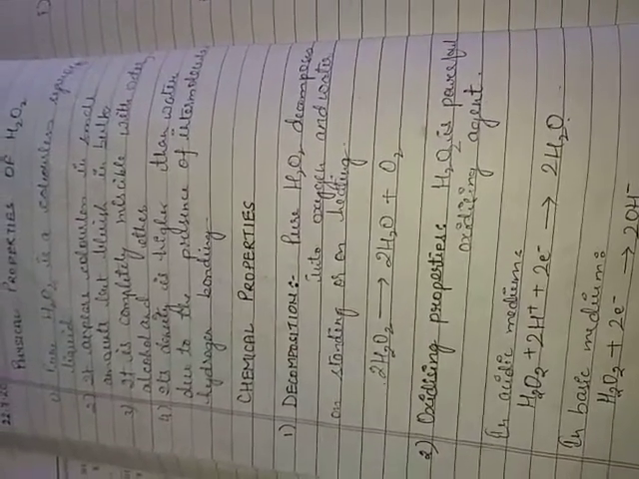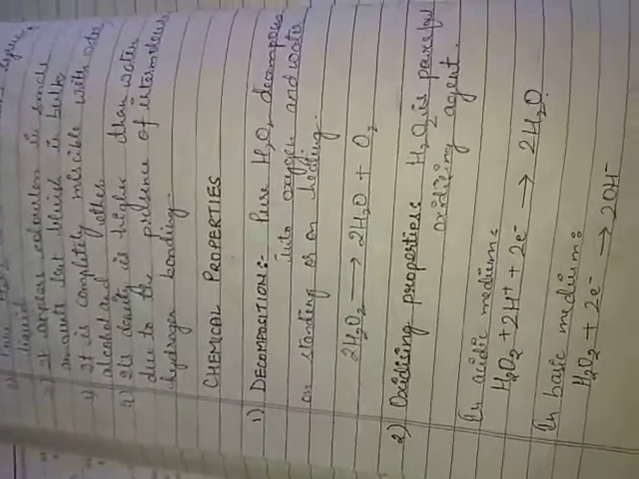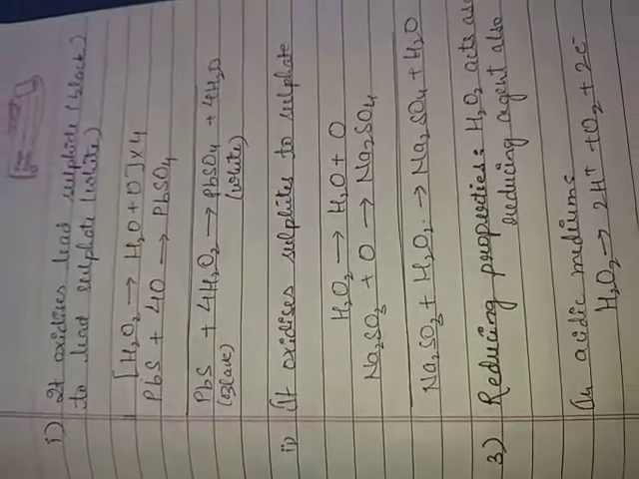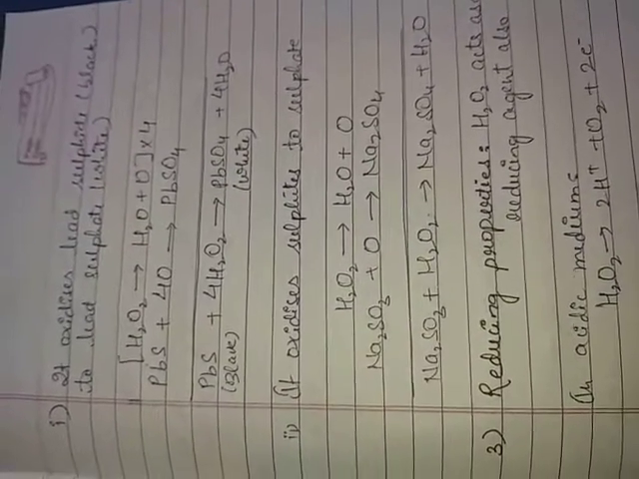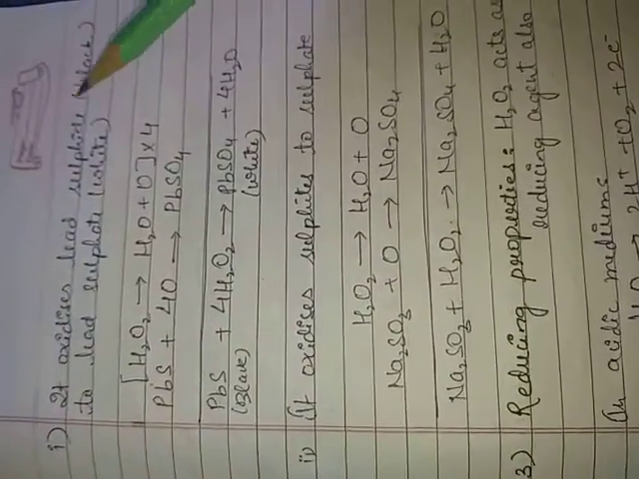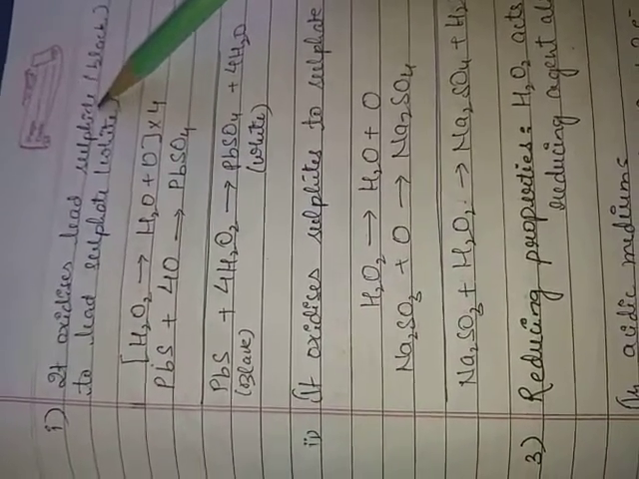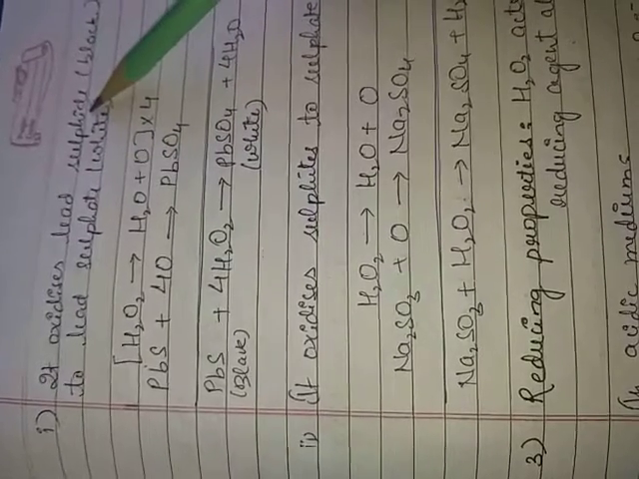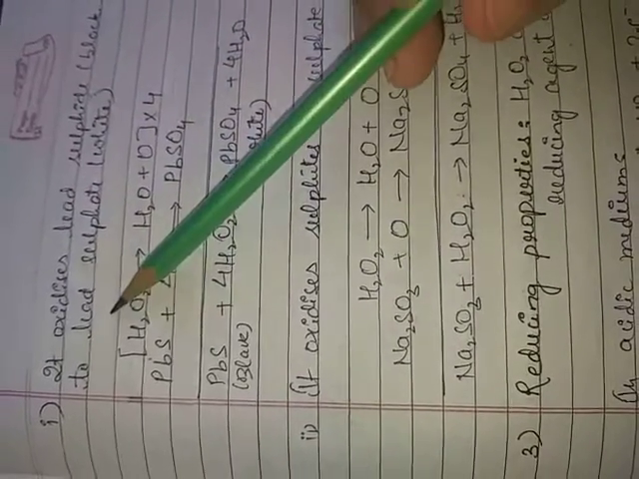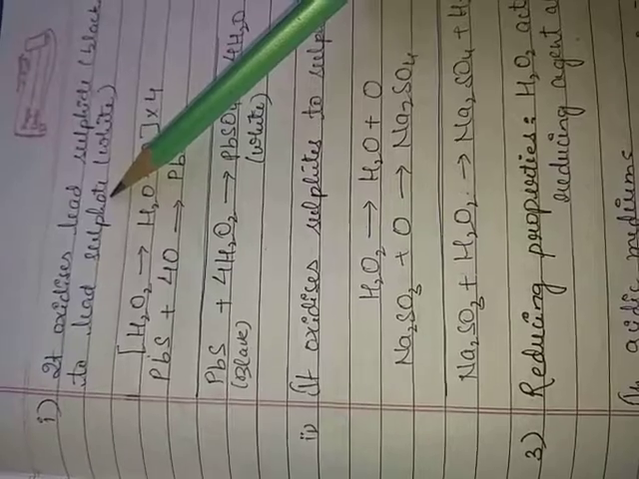See, two examples I have done here in the copy, and the rest we will study from the book itself. See, the first one is it oxidizes lead sulfide, which is black in color. It oxidizes lead sulfide, and we will obtain lead sulfate.